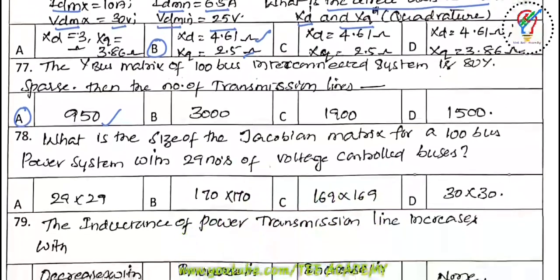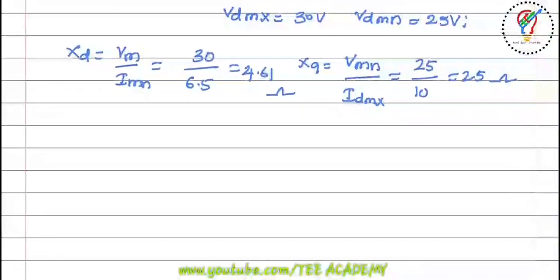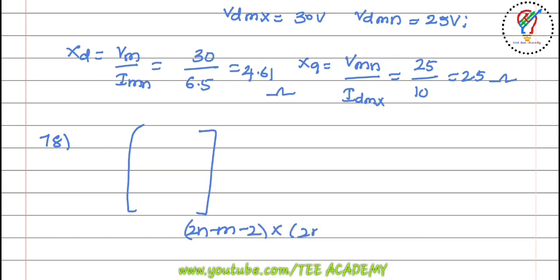Okay, next one. What is the size of the Jacobian matrix for a 100 bus power system with 29 voltage controlled buses? So I will explain this question here, 78. Even though I explained this in previous videos, I'm repeating it again here. The size of the Jacobian matrix is 2n minus m minus 2 cross 2n minus m minus 2. So this is the size of the Jacobian matrix, the J matrix we can call.